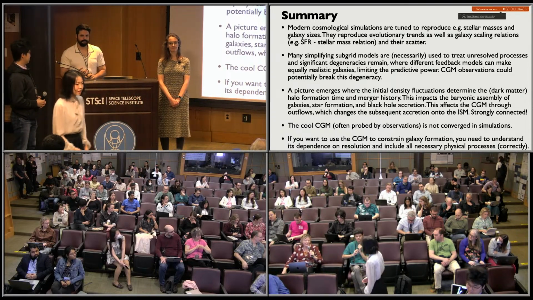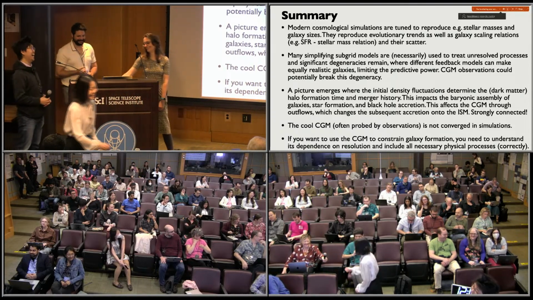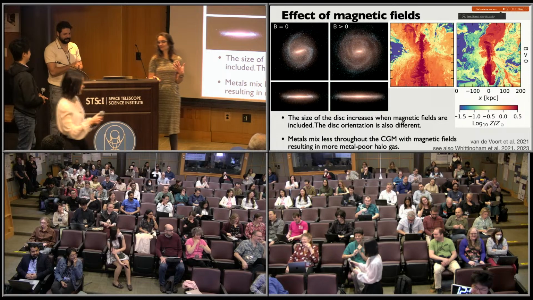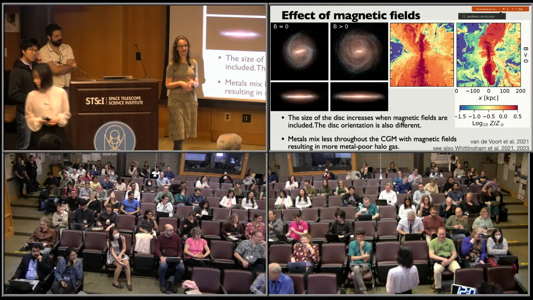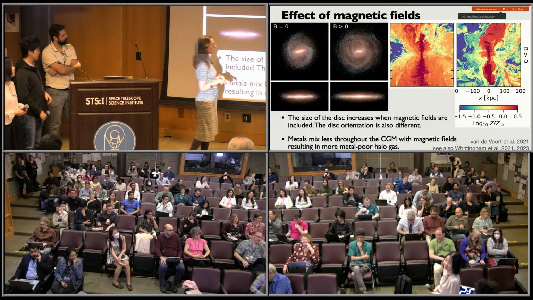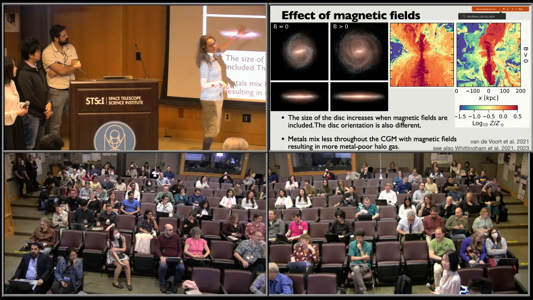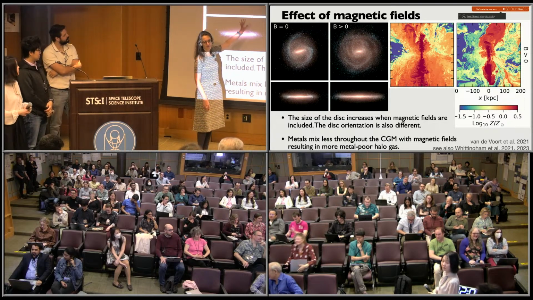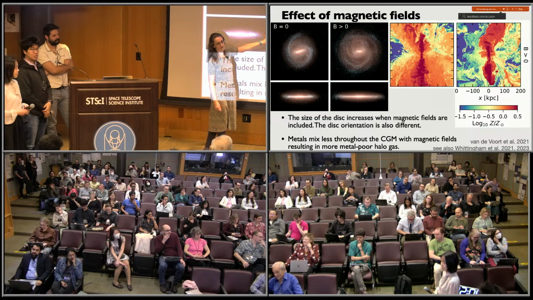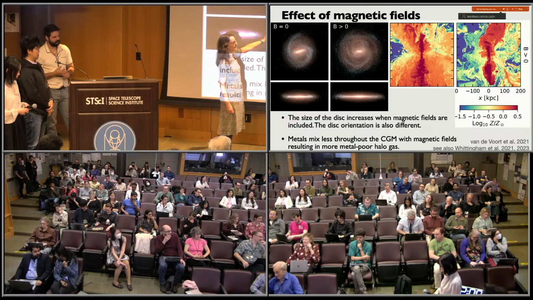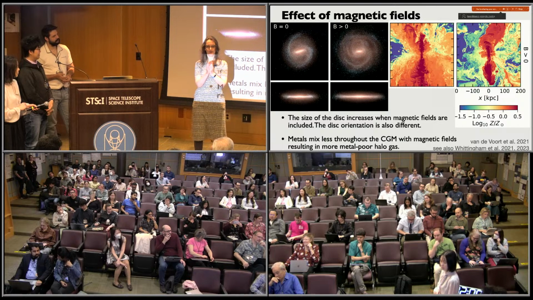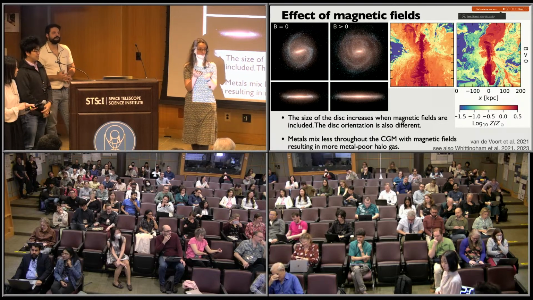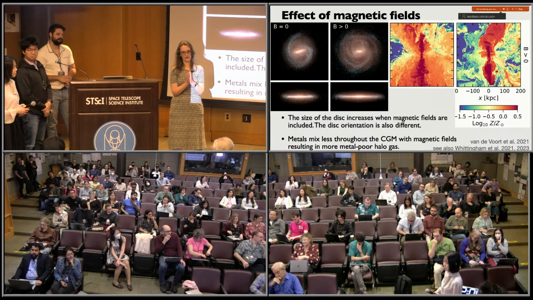So what about magnetic fields? Well, there are other groups that say they don't make any difference, but in my simulations, the galaxy changes size, so you get more extended disks with magnetic fields, and it changes the outflow. It makes them more collimated and slower than in the case without magnetic fields.